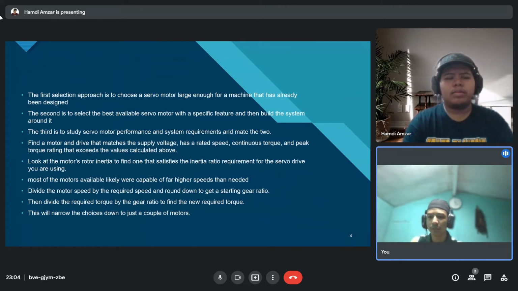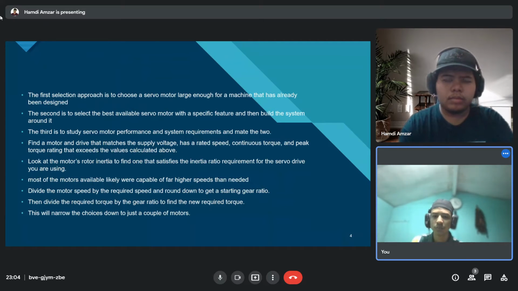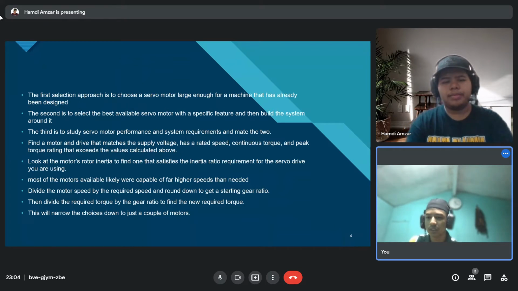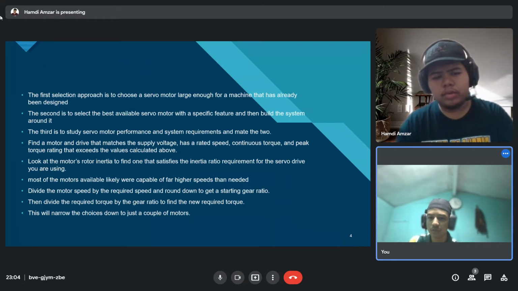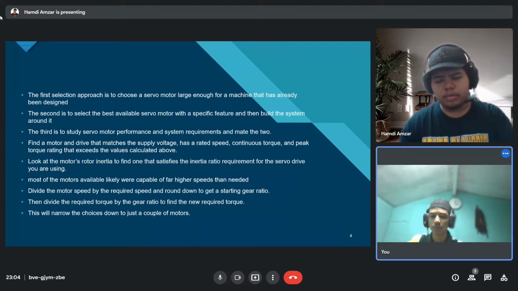Divide the motor speed by the required speed and round down to get a starting gear ratio. Then divide the required torque by the gear ratio to find the new required torque. This will narrow the choices down to just a couple of motors.